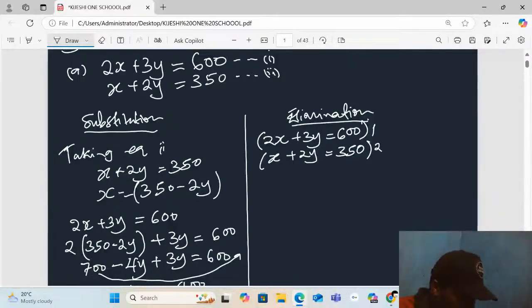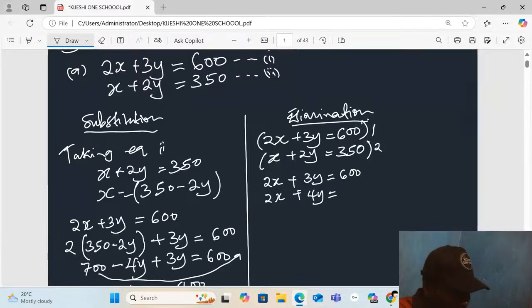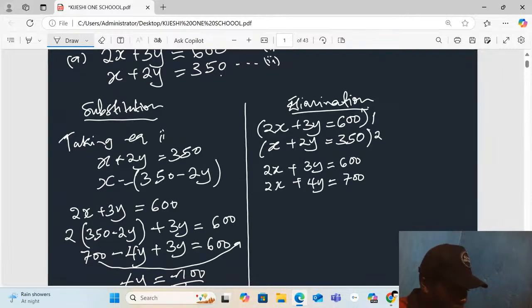So that when you multiply 1 times 2x, we get 2x plus 1 times 3y, you get 3y, which is equal to 600. Now, the second, 2 times x, you get 2x plus 2 times 2y, you get 4y, which is equal to 350 times 2, which is what? 700. Now, we have 2x, 2x.